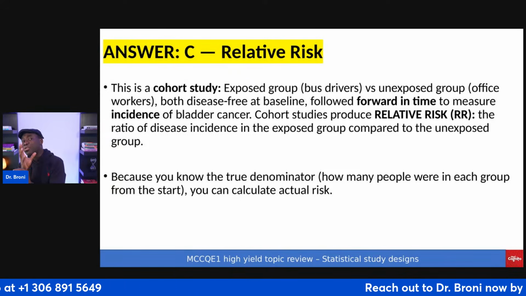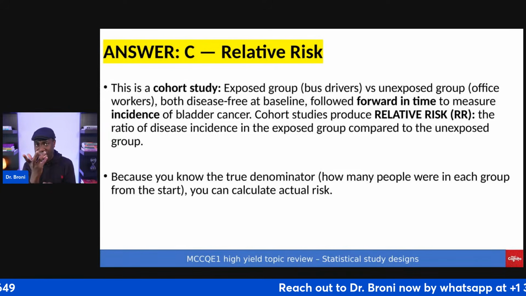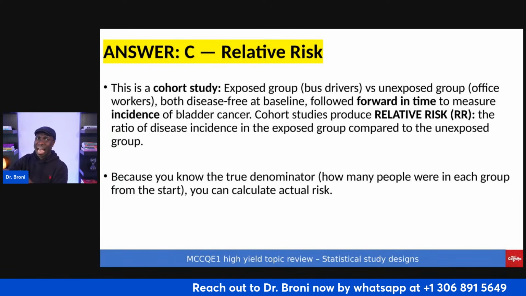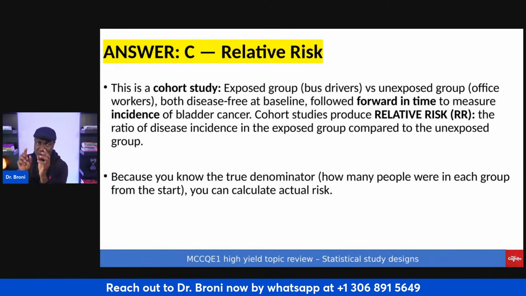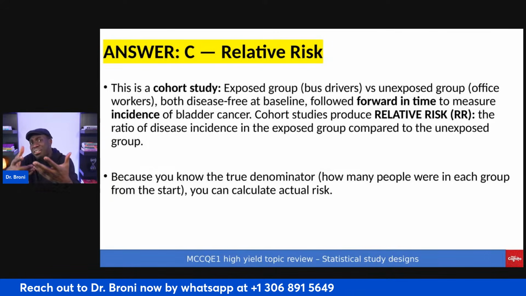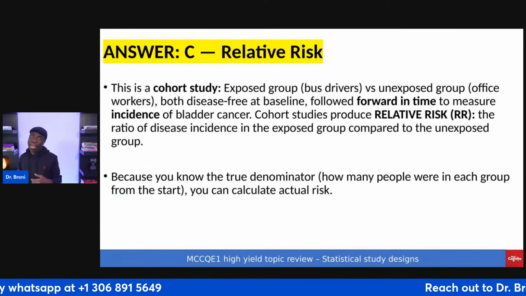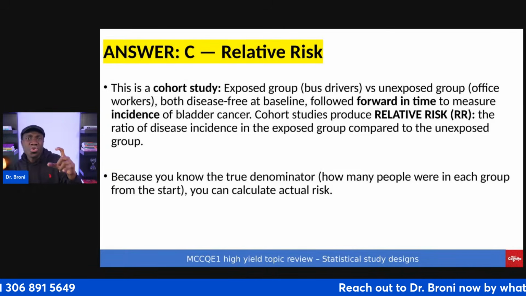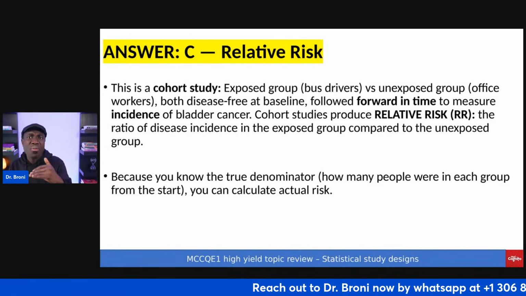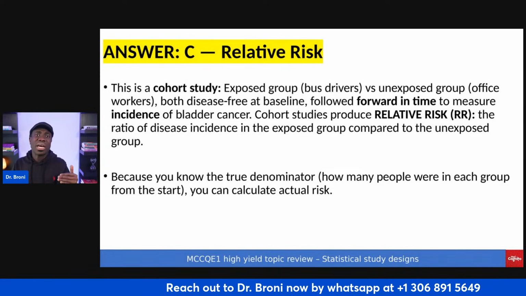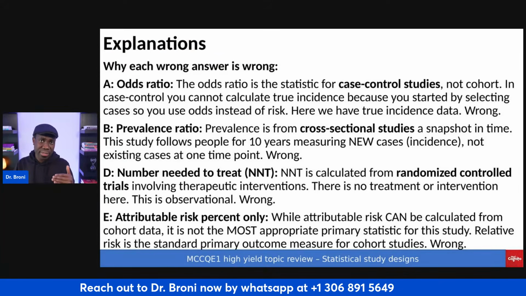So you see, if you don't understand the first part of the lecture, you will not understand the second, how to answer the question. Because we've learned that we derive relative risk from cohort study. Because you know the true denominator, how many people were in each group from the start, you can calculate the actual risk.